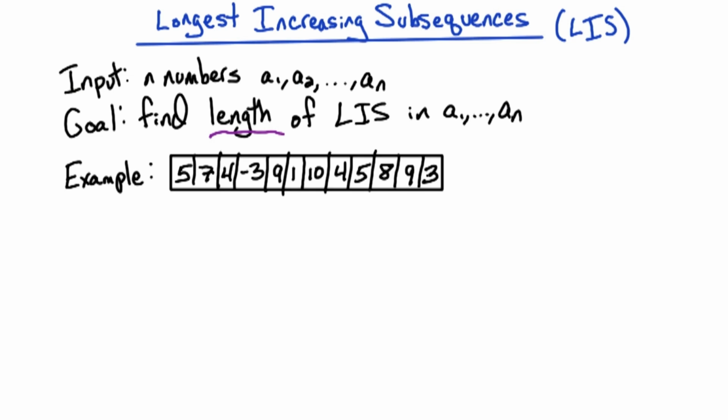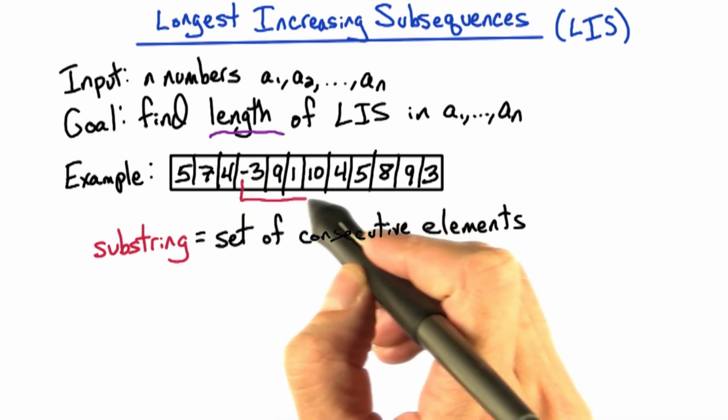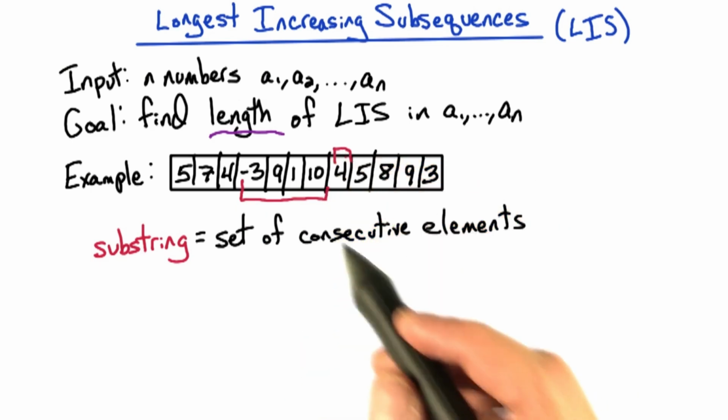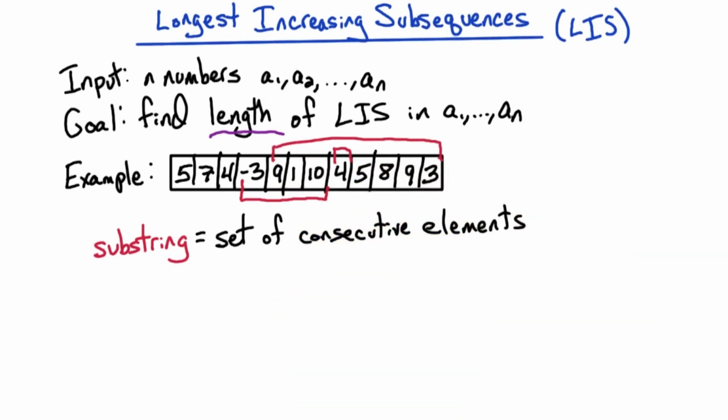Before defining subsequence, let's recall the definition of the more common term, substring. A substring is a string that occurs inside the larger string. So it's a set of consecutive elements. For instance, here's one substring, -3, 9, 1, 10. Another substring is 4 itself, and another substring is 9, 1, 10, 4, 5, 8, 9, 3. These are all substrings. How many substrings are possible? We can specify a substring by the start index and the end index. Therefore, there's at most order n squared substrings.